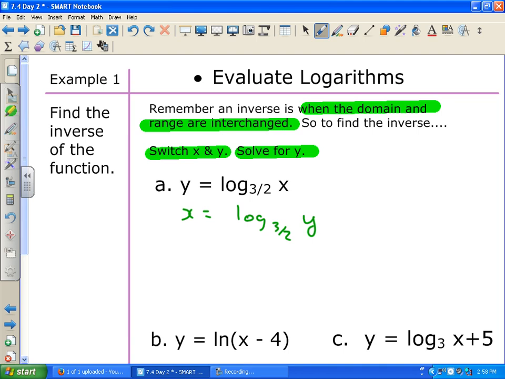At this point of the game, it should be very clear to you. To get rid of a log base 3 halves, I need to introduce a base 3 halves to both sides of the equation. Base 3 halves to the right-hand side, base 3 halves to the left-hand side. There is a giant 1. The right-hand side of that equation simplifies to y equals, and the left-hand side is 3 halves to the x. Again, biggest mistake here, make sure that that 3 halves to the x, that x is an exponent, that is not 3 halves times x. So our inverse function is going to be 3 halves, can't write the number 3 halves.